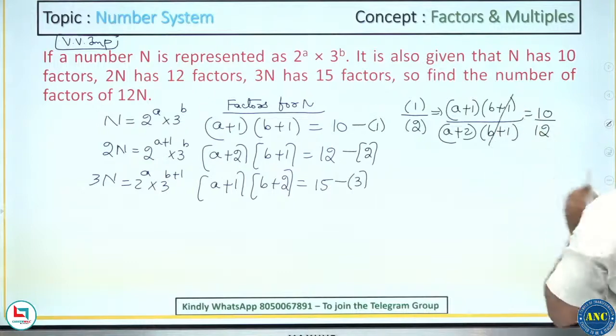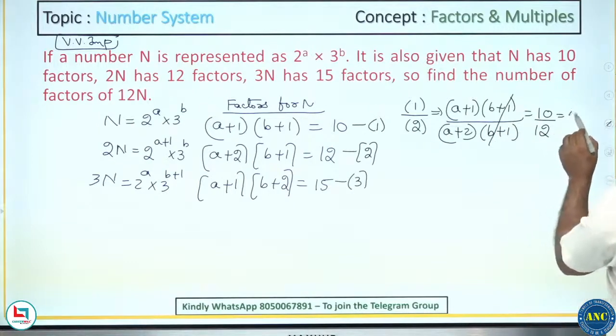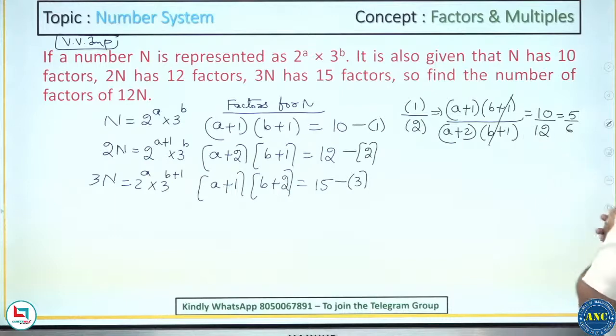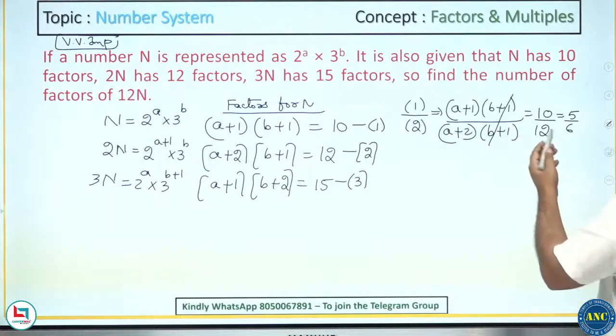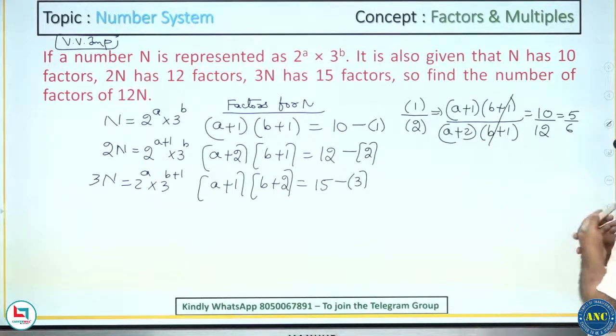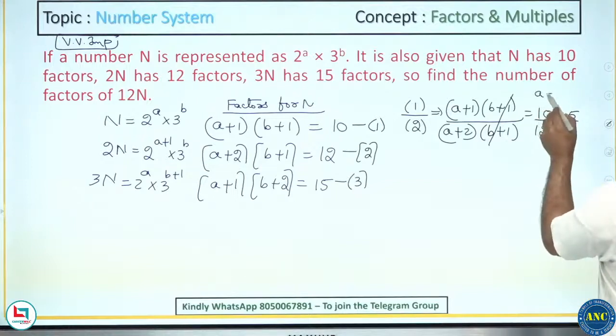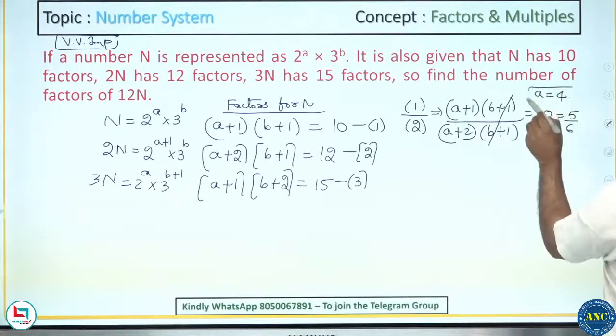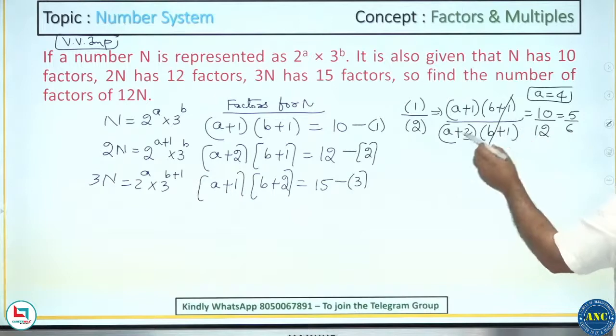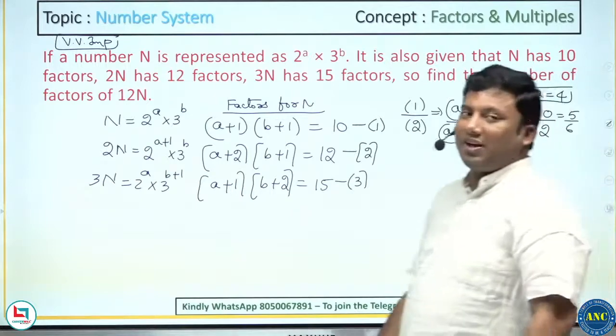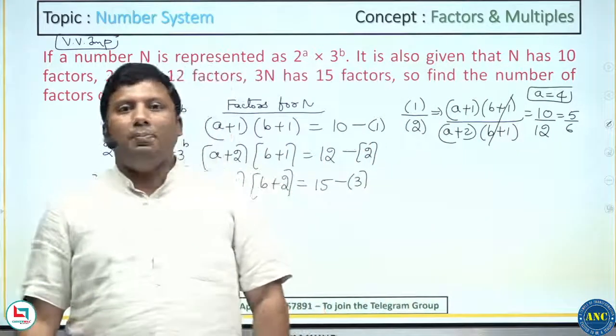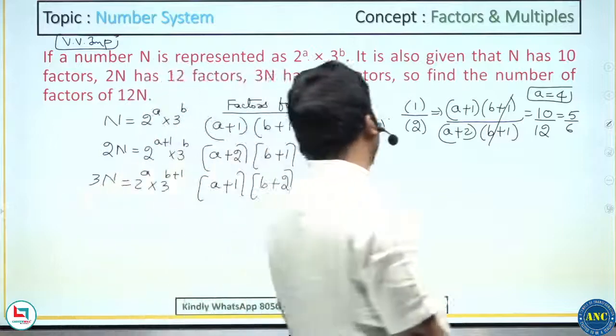b plus 1, b plus 1 cancel. 2 5s are 10, 2 6s are 12. So a plus 1 is 5, and a plus 1 plus 1 is 5 plus 1, 6. So definitely I can say a value is 4.